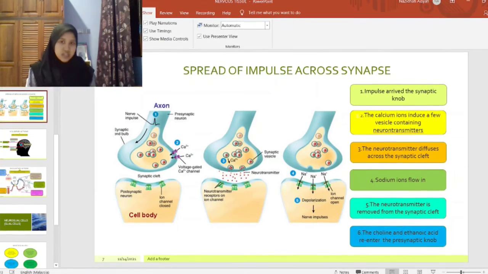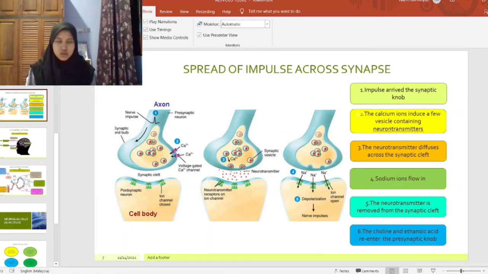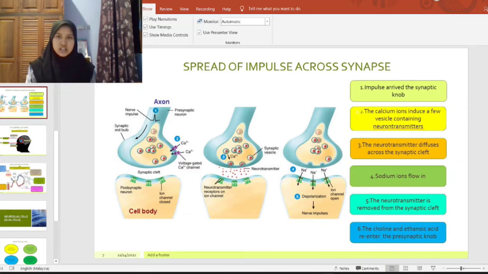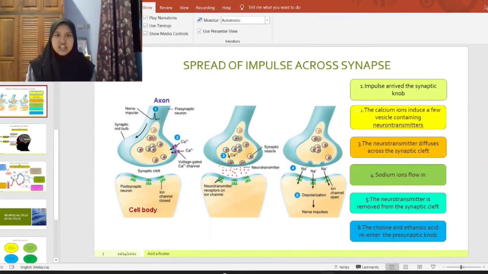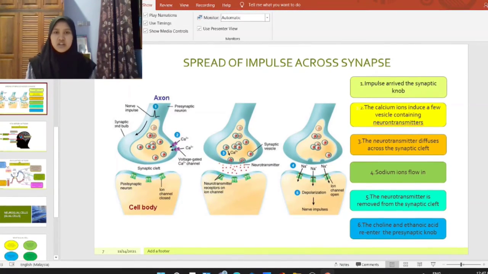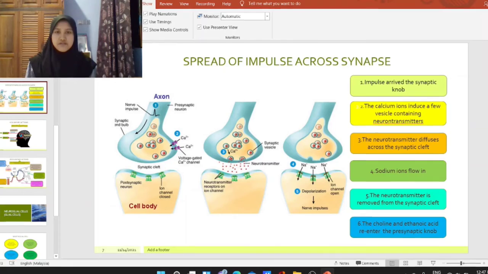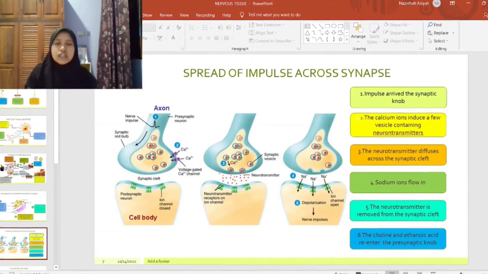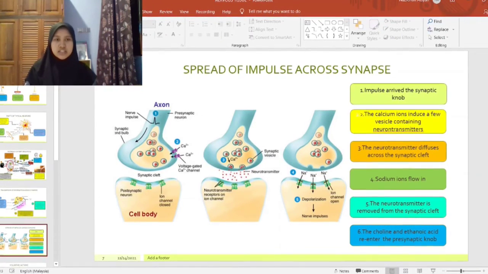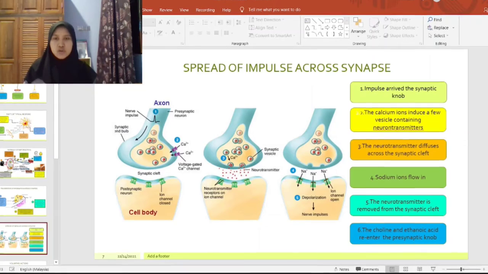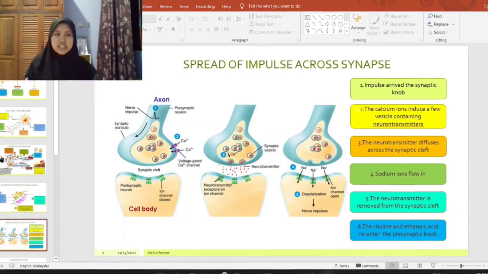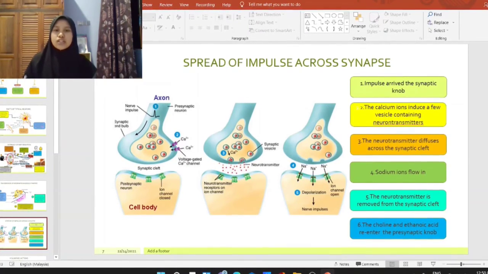Now I will present more detail about the synapse. First step, when the impulse arrives at the synaptic knob, it will open calcium ion channels in the presynaptic membrane. So the calcium ions will flow in from the synaptic cleft. Second, the calcium ions induce a few vesicles containing neurotransmitter to fuse with the presynaptic membrane. So the vesicles release their contents into the synaptic cleft.